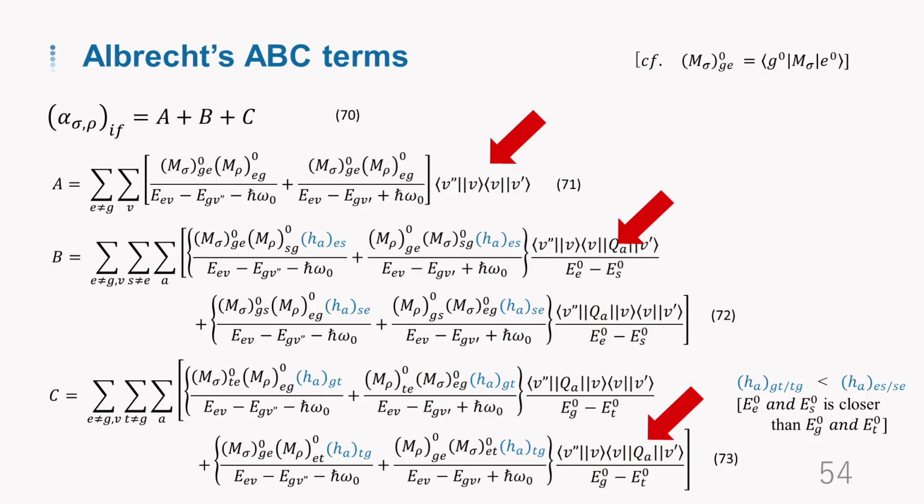Then what is the difference between B and C? The difference appears here. B contains the mixing coefficient of ES or SE. The C term contains the mixing coefficient between TGT or TG.